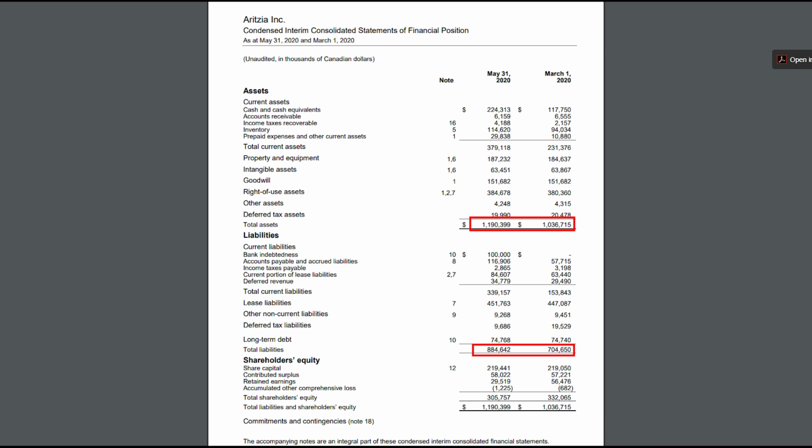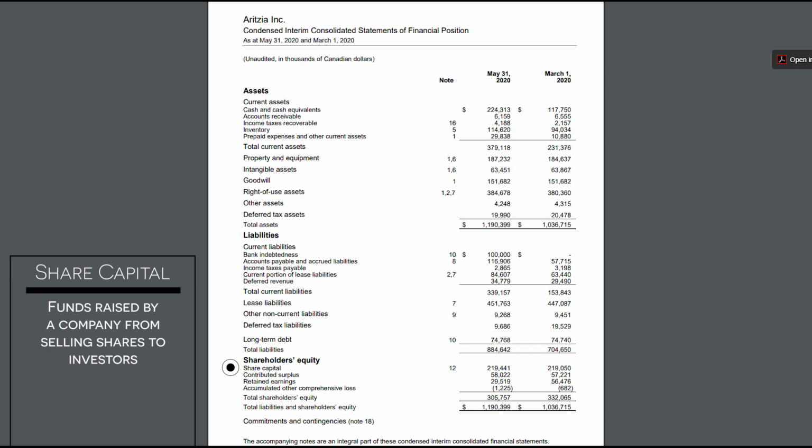So as I said before, a balance sheet must always balance out. That means the total assets of a company must equal the total liabilities of a company plus its shareholders' equity. So the final portion of this balance sheet will go over the shareholder equity portion. So the first line, share capital. What exactly does share capital mean? Share capital is essentially the money that has been paid into the company by shareholders. So this is essentially the money the company has received when they issued the shares.